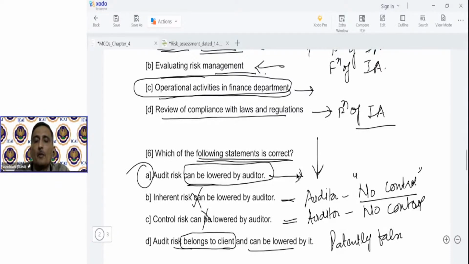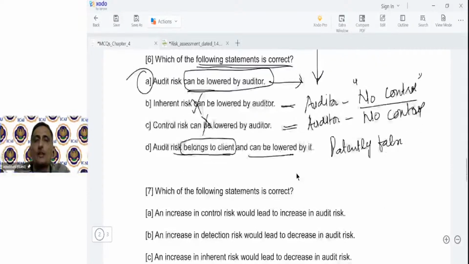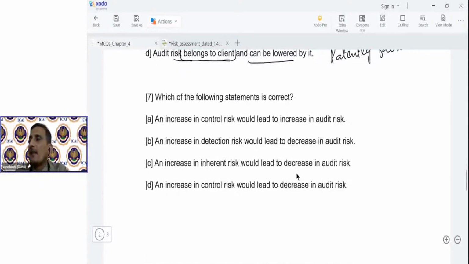So we move on to the next question. Which of the following statements is correct? Tell me. This is also simple. It's not tricky. It has not laid any trap. Simple, straightforward question.